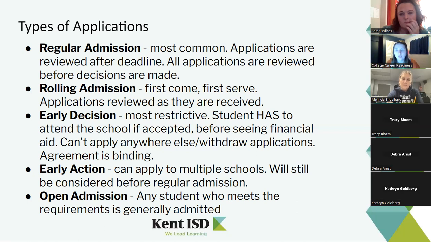And then there's open admission. This is pretty common for community colleges, some more regional schools, online schools, where pretty much any student who meets the requirements is going to be admitted. So this is really great for your students who maybe struggled their first few years of high school. Maybe they don't have a great GPA or test scores. So it gives them an opportunity to start college somewhere.